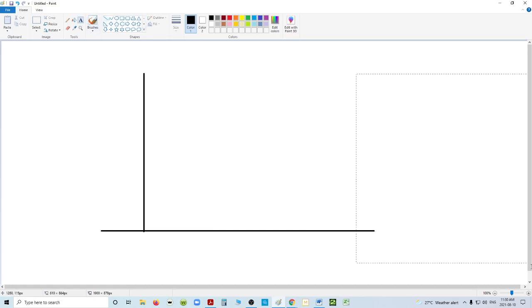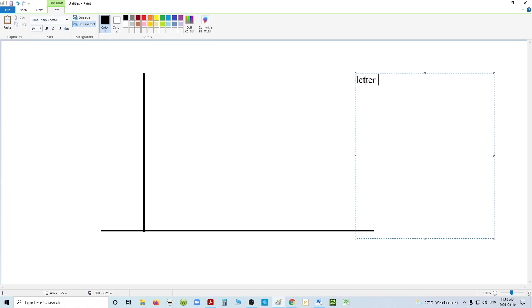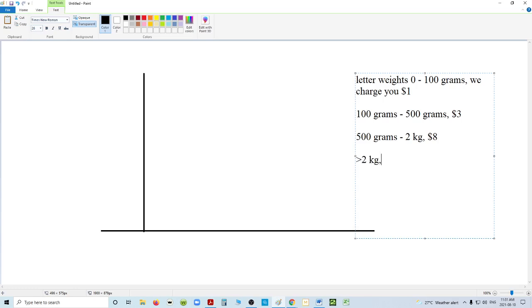Let's say you're at the post office and they say, if your letter weighs 0 to 100 grams, we charge you $1. If it's 100 grams to 500 grams, we charge you $3. If it's 500 grams to 2 kilograms, that's a big range, but whatever, we charge you $8. And anything bigger than 2 kilograms, this never happens, by the way, but we would charge you $20. Now let's look at that.